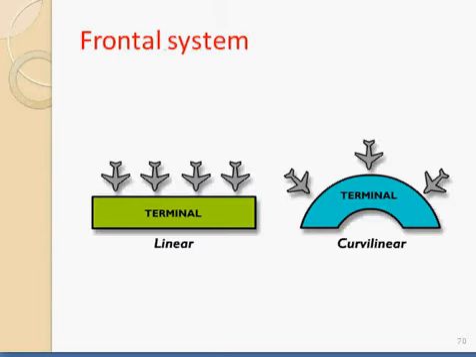In the case of the frontal system, if you have a terminal building like this, you will have a single row of gate positions and the aircraft will be arranged like this. The individual aircraft can be parked in any manner, either nose in or nose out, but all are parked in a single row. The gate positions are adjacent to the terminal building, and can be linear or curvilinear. So that is the frontal system.